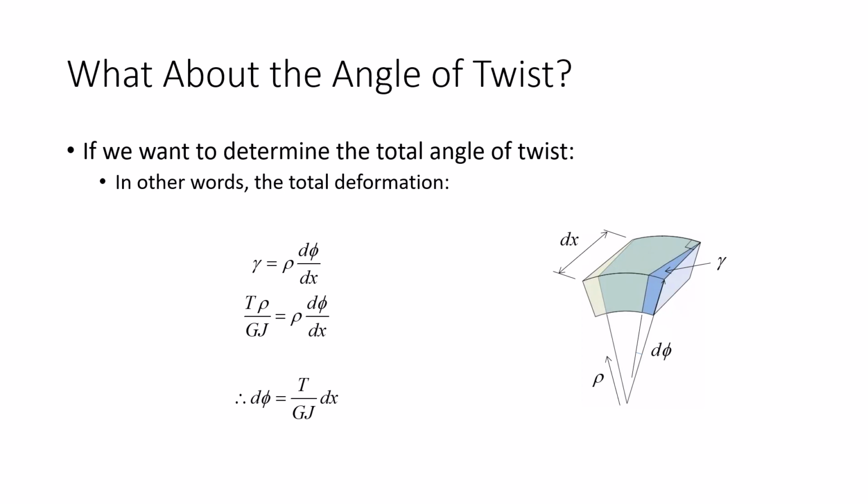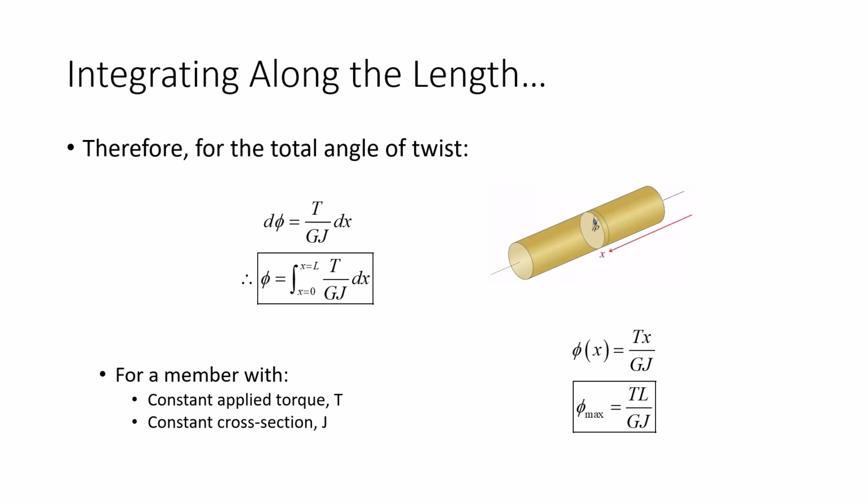So this is just me carrying out the integration along the length to determine the angle of twist. Before, it was a little fuzzy because we didn't have J. Now we can carry this integral out pretty explicitly, and it's pretty straightforward. I really want to take a second and focus on this expression right here.